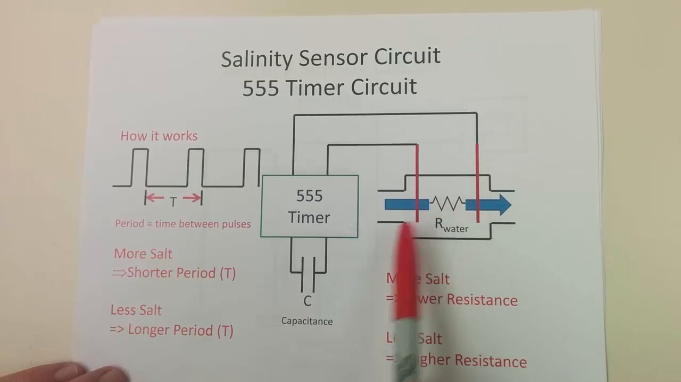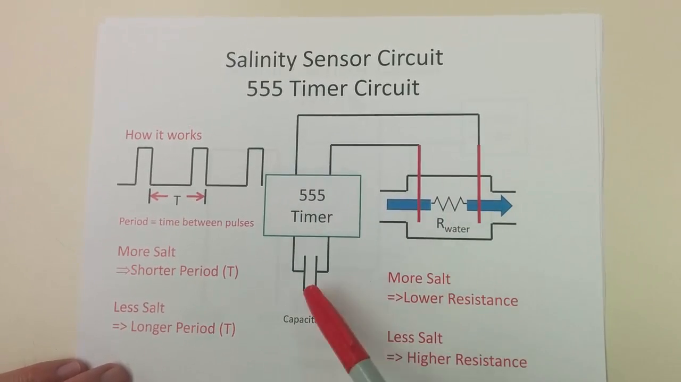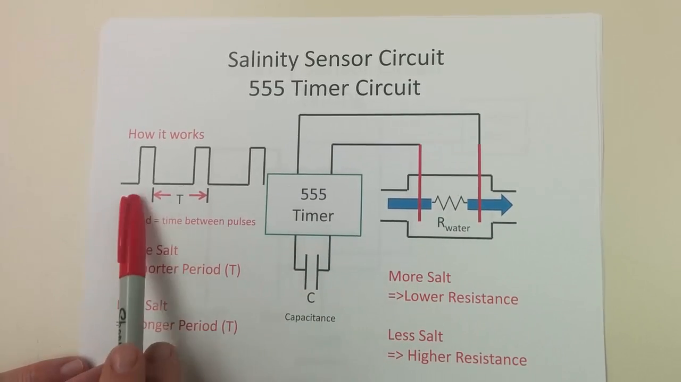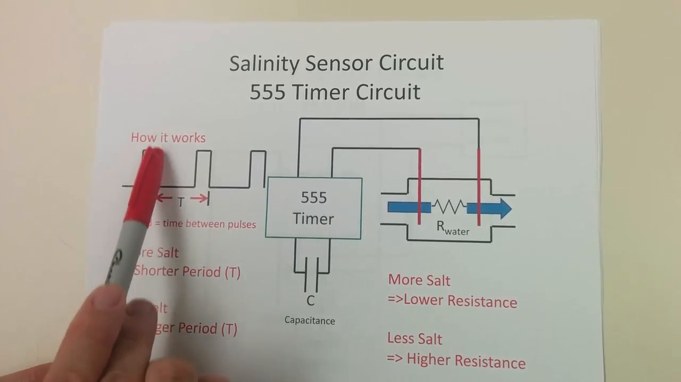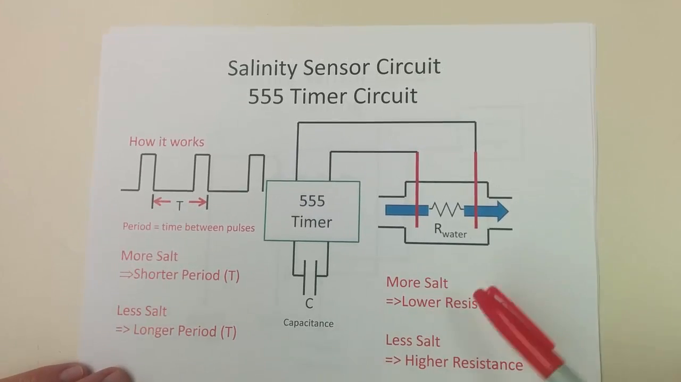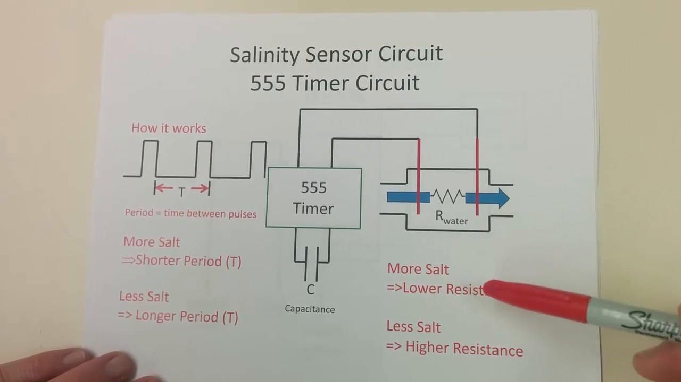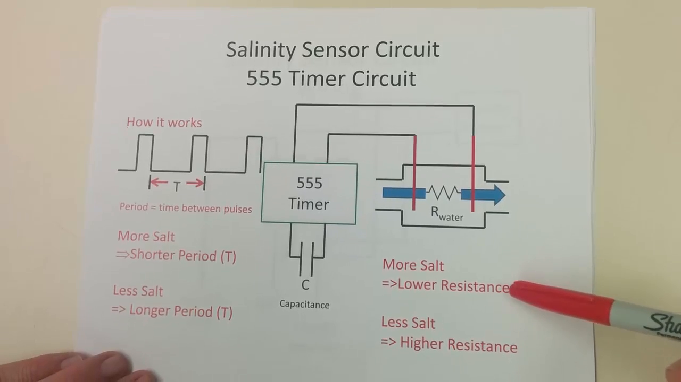Now, this resistance is tied together with a 555 timer. A 555 timer, when used in conjunction with a capacitance and a resistance, will create a pulsed output. So as we monitor the output of this timer, it creates a pulse based on how salty the water is. Now, a quick overview of that: more salt means more ions in the water, which means it's easier for electrons to flow, or the resistance is lower.